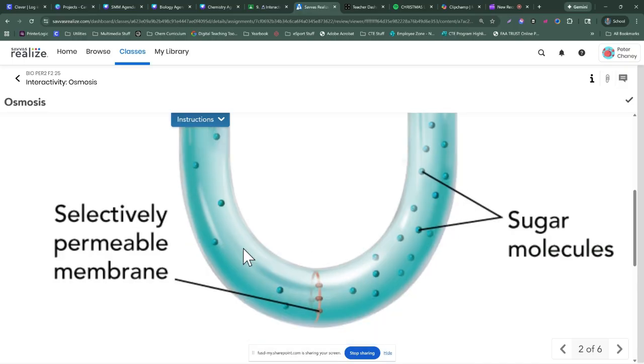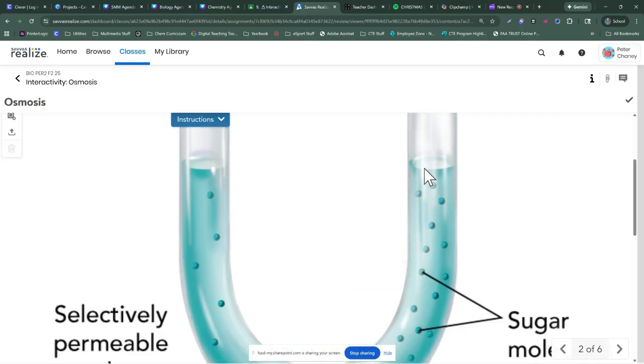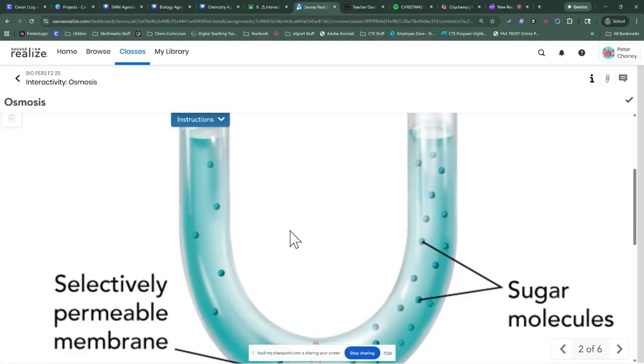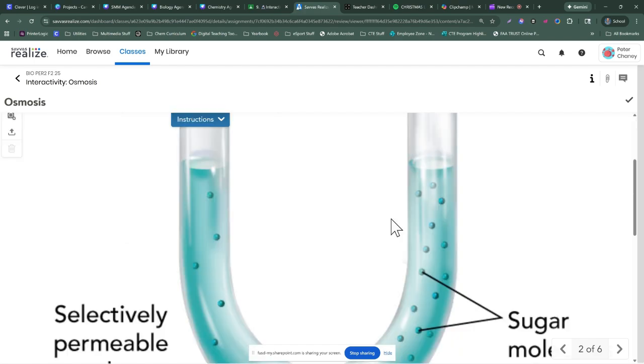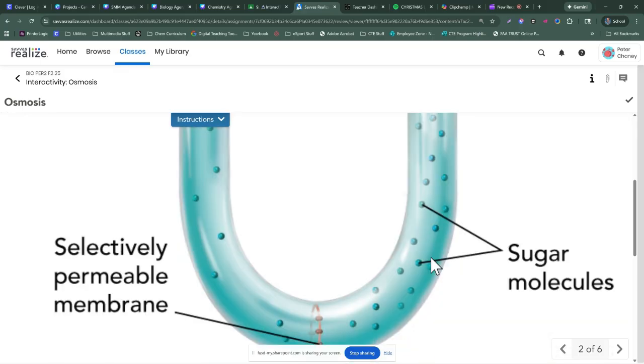Okay, so that's the selectively permeable membrane right there. And then we got sugar molecules. There's a high concentration of them over here. Your water level is here, and so what they're asking you to do is draw lines where you're going to predict on each side of the tube where the water level will be once the equilibrium is reached. So at this point, there's way more sugar molecules over here than there is over here. So what do you think the water levels will look like when there are equal sugar molecules on each side?